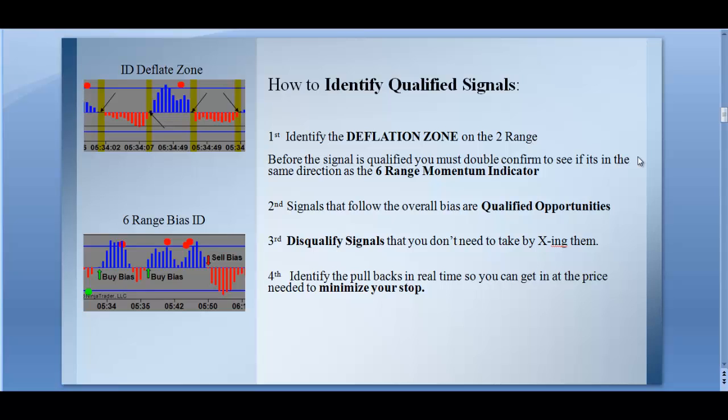We want to disqualify any signals that don't need to be taken by Xing them out. Simple, just put an X with a line, anything that you have there, just make sure somehow you can convert that out so you don't get sidetracked on looking to take that counter turn or that quick short-term opportunity to scalp. What we do want to use those alternate signals for is to identify the pullbacks in real time so you can get into a price that's needed to minimize your stop.